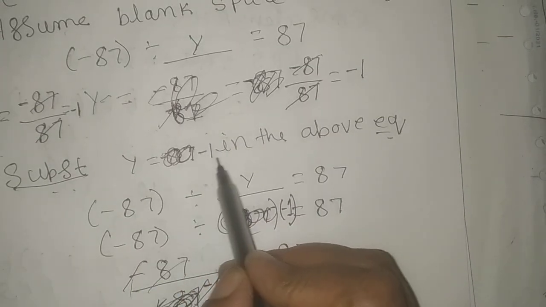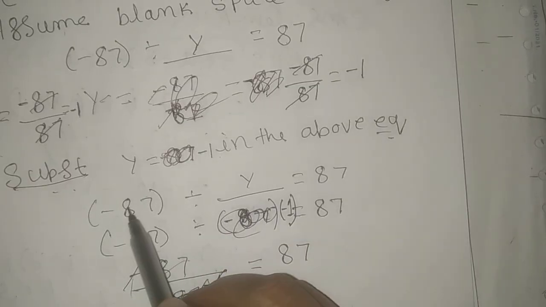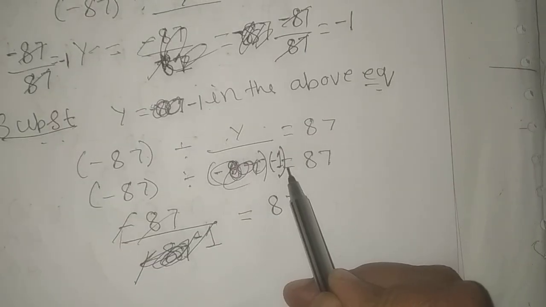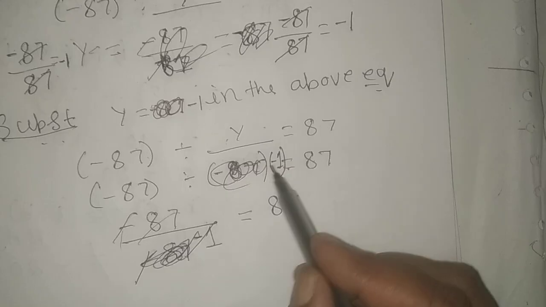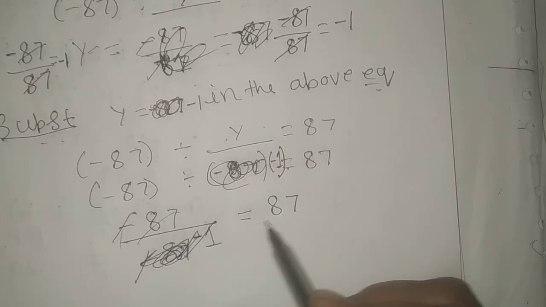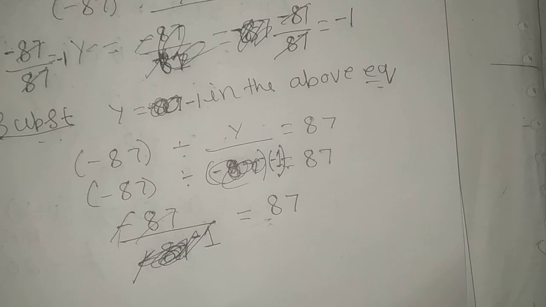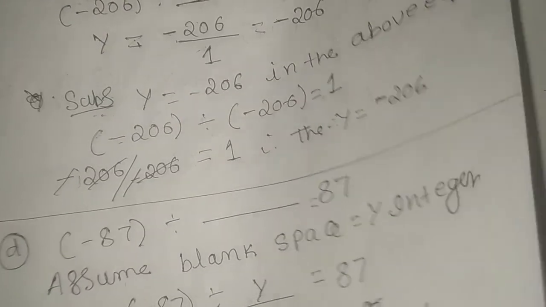Next is substitute minus 1 in the above equation. So take this equation and substitute minus 1 in this place. Therefore you get, substitute here, then divide 87 by minus 1. Minus 1 cancels, you will get 87. So this is the solution.